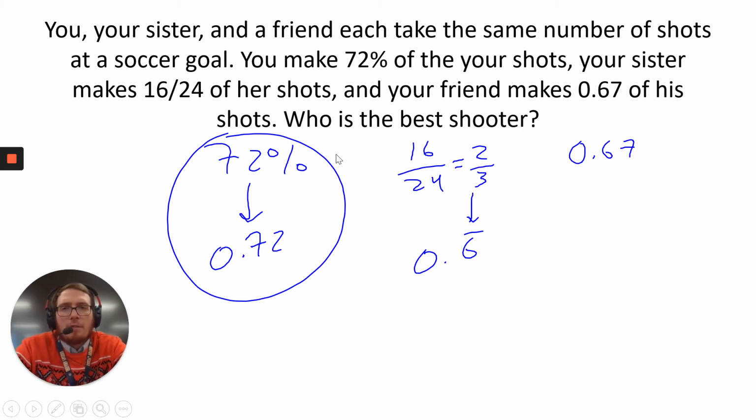So for example, 72% is 0.72, 16 out of 24 is 2/3, which is 0.6 repeating, and then 0.67. And so you are the best shooter because yours is 0.72 or 72%, but just make sure that you explain yourself a little bit as you're looking at those scenarios.